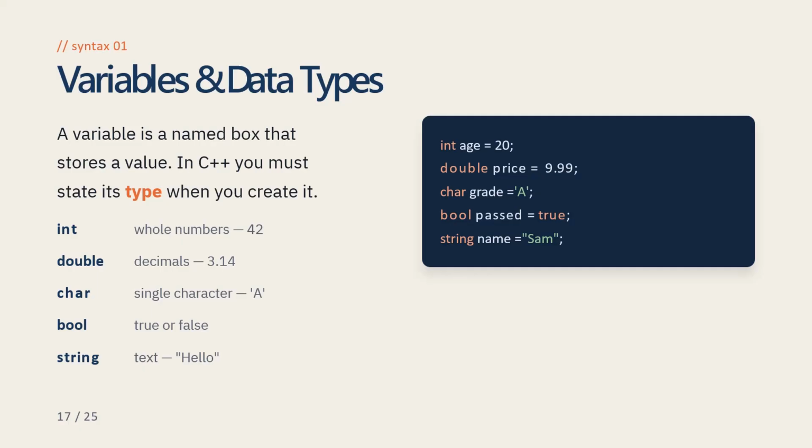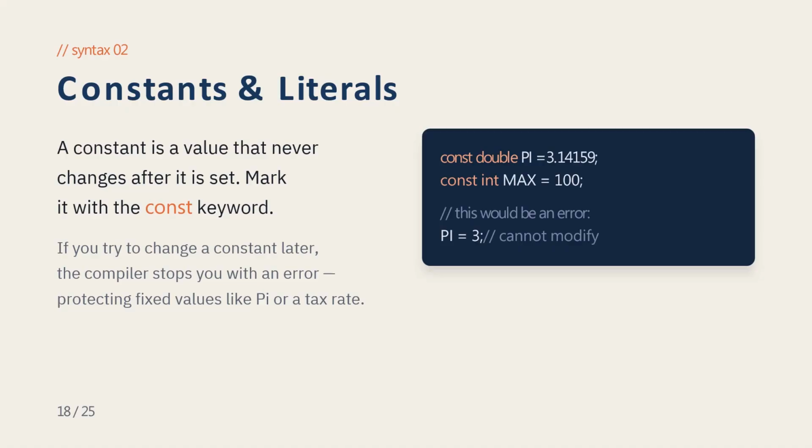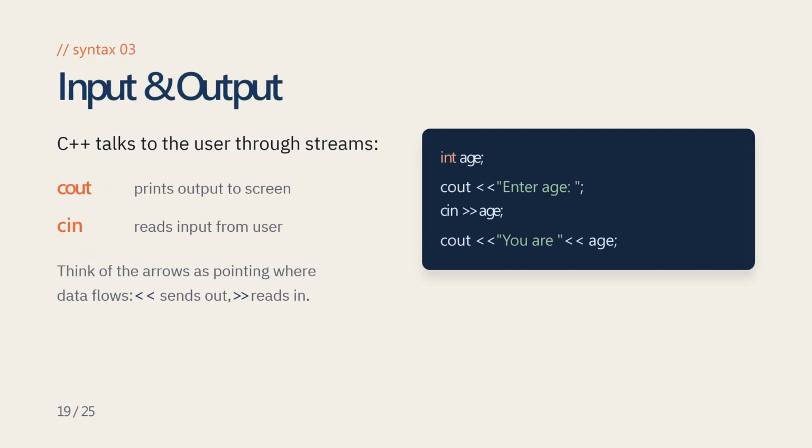And the next part is about the basic syntax. We start with variables and data types. A variable is a named storage location that holds data. For example, int stores whole numbers, double stores decimal values, and char stores a single character. Next is constants. Sometimes certain values should never change during program execution. Such values are declared using the const keyword. For example, mathematical constants like pi or fixed configuration values are declared as constants.